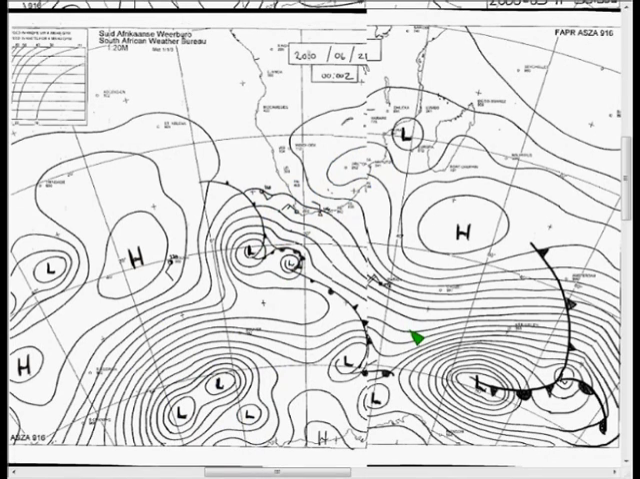Right, let's look at the passage of a cold front across South Africa. Here is one approaching Cape Town. Here's Cape Town, and as you can see from the station model, there is a northwesterly wind blowing in that direction.